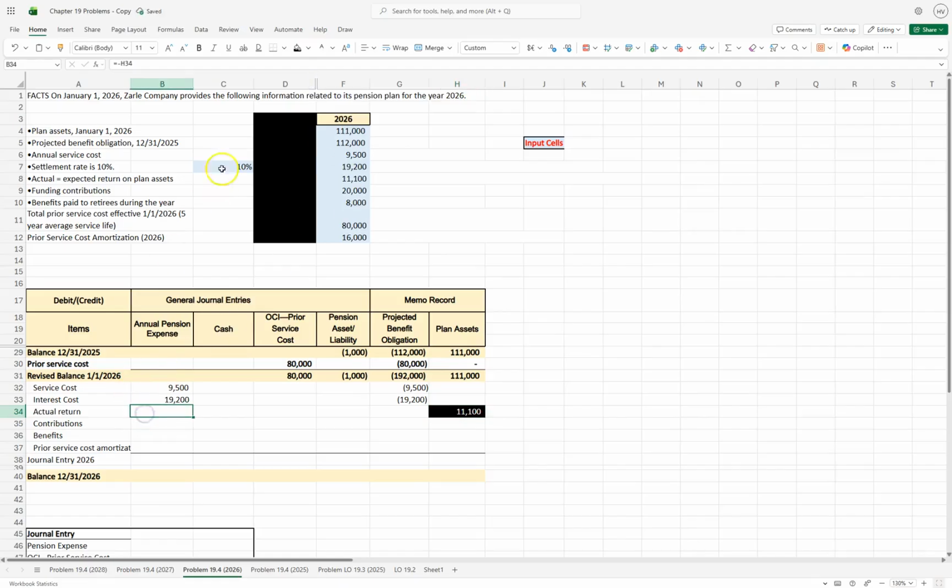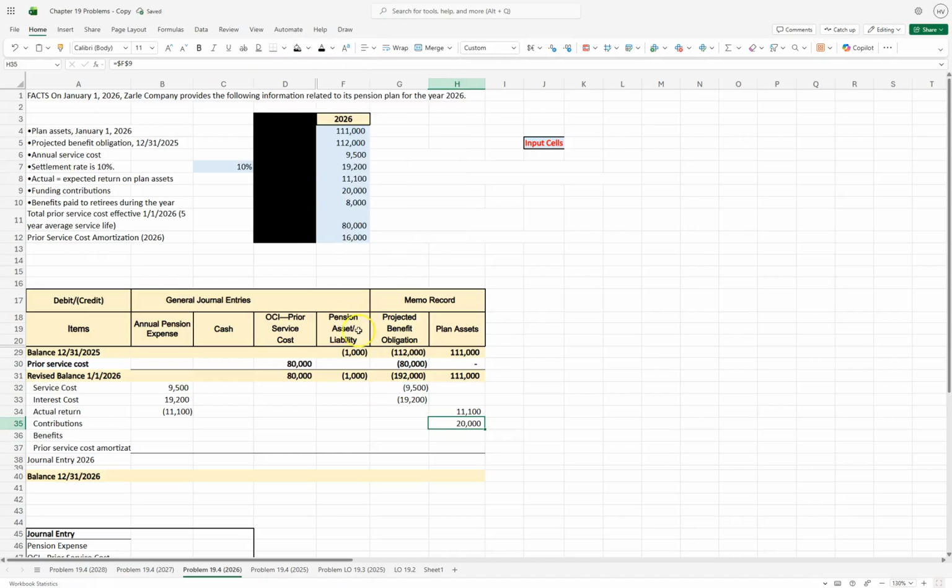And then the credit would go to pension expense right here. So here we have the credit to pension expense. Next, we have some funding contributions. This means that the corporation or the employer has funded the plan assets by $20,000. So our plan asset for contributions is going to increase by that $20,000.